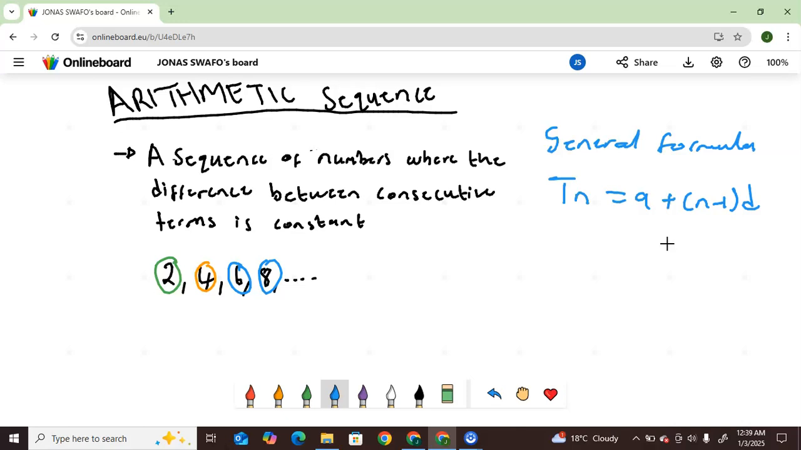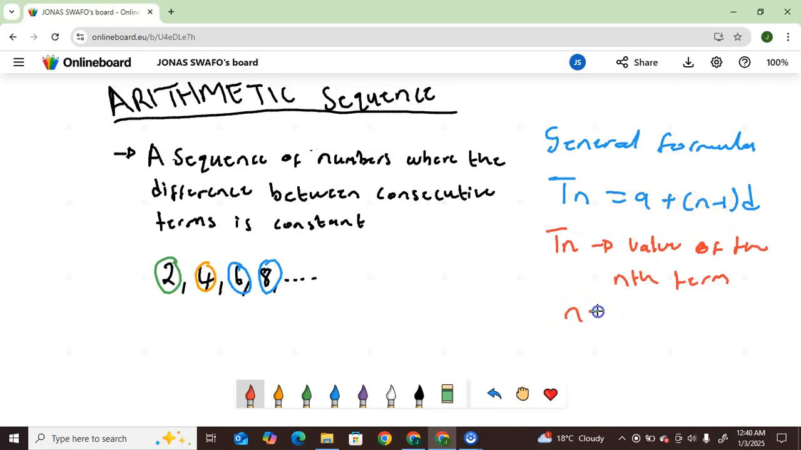Some of you might ask yourselves, what is Tn, what is A, what is n, what is D? So let's start with the first one, Tn. Let me use a different color. Let me go with red. First and foremost, your Tn is the value of the nth term. Then you ask yourself, what is the nth term? The nth term is represented by this letter n.